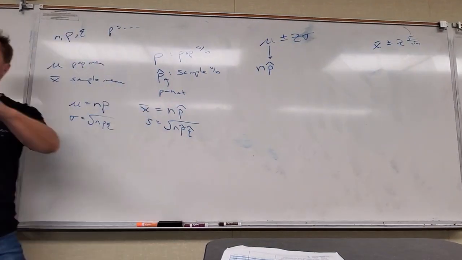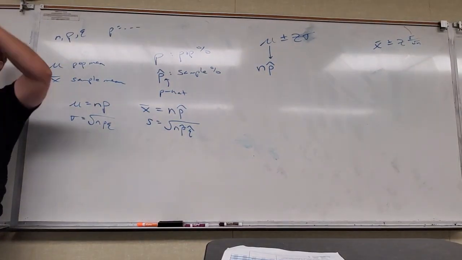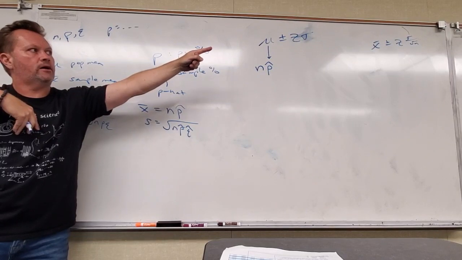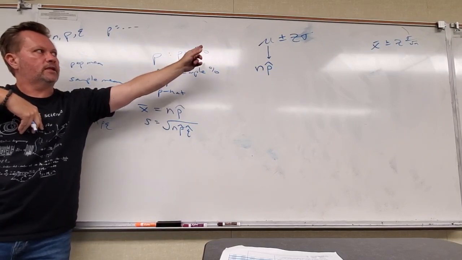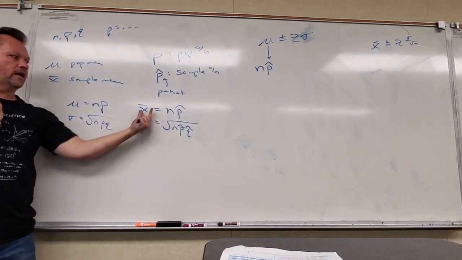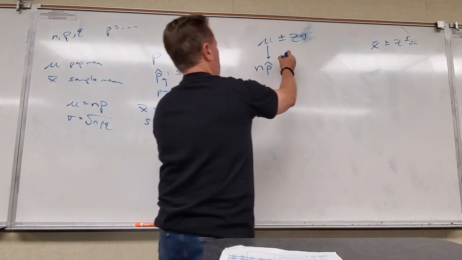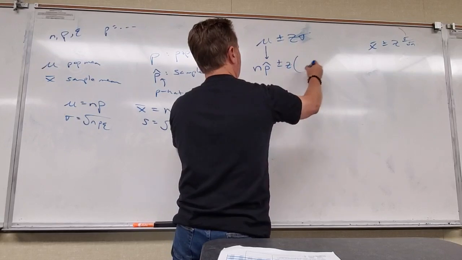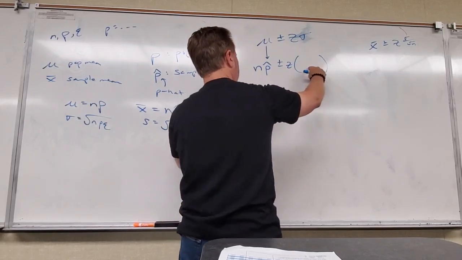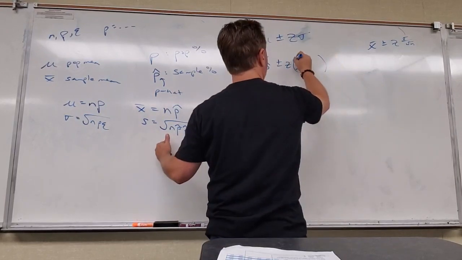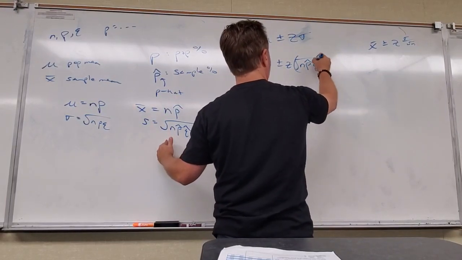So now I'm going to put the stuff that relates to my problem. Just like we put x bar for sample mean instead of mu, because we don't know what mu is, we're now going to use np hat, give or take z. And what am I going to put here? Square root of np hat q hat.